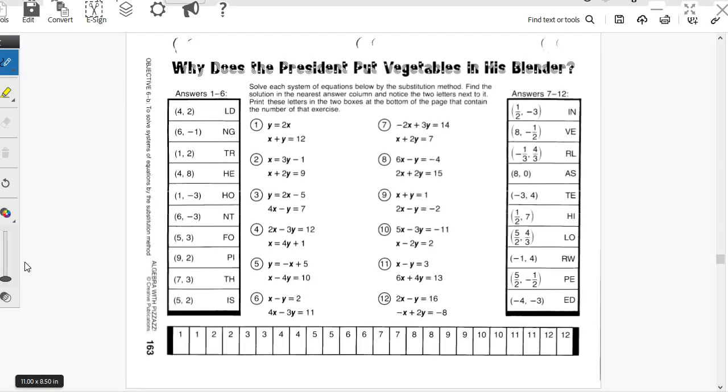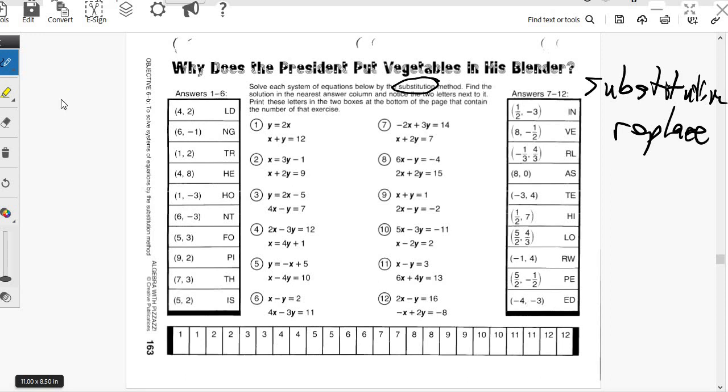So today's worksheet is why does the president put vegetables in his blender? I hope you guys will like this riddle. And what we have to do is solve each system of equations below by the substitution method, right? You guys should know what this word means. Substitution is to replace, okay? To substitute means to take over or replace.